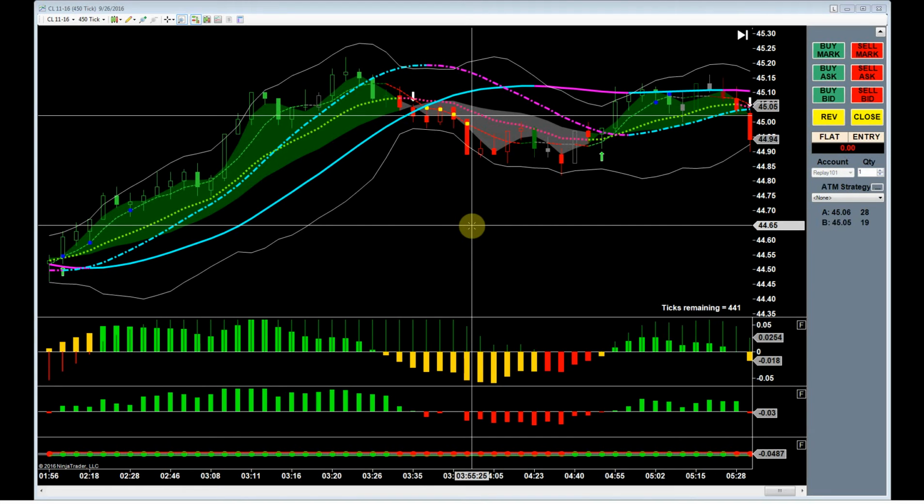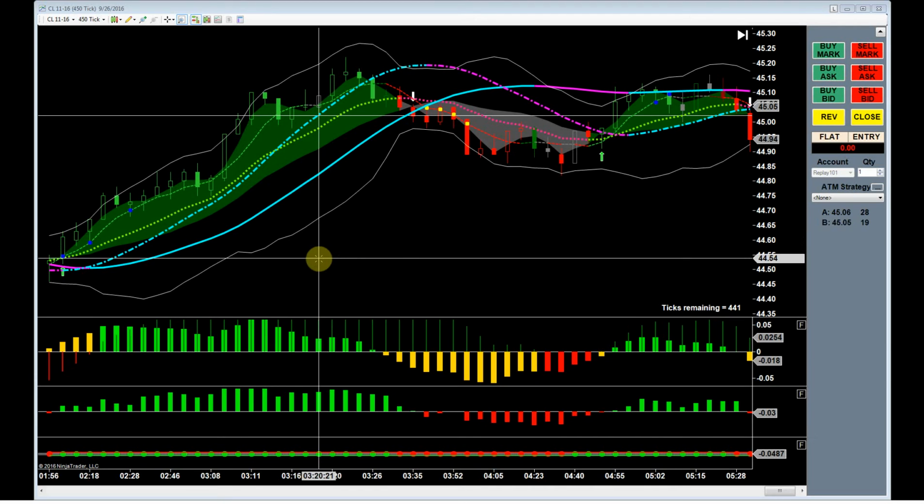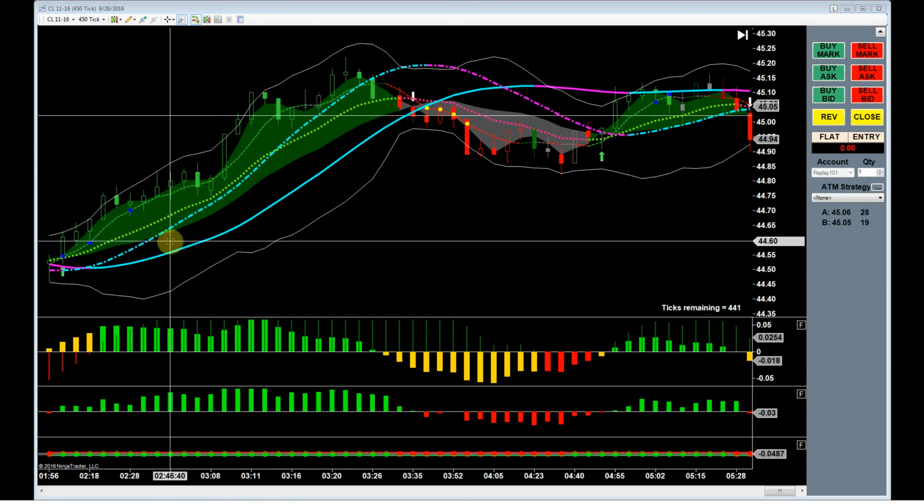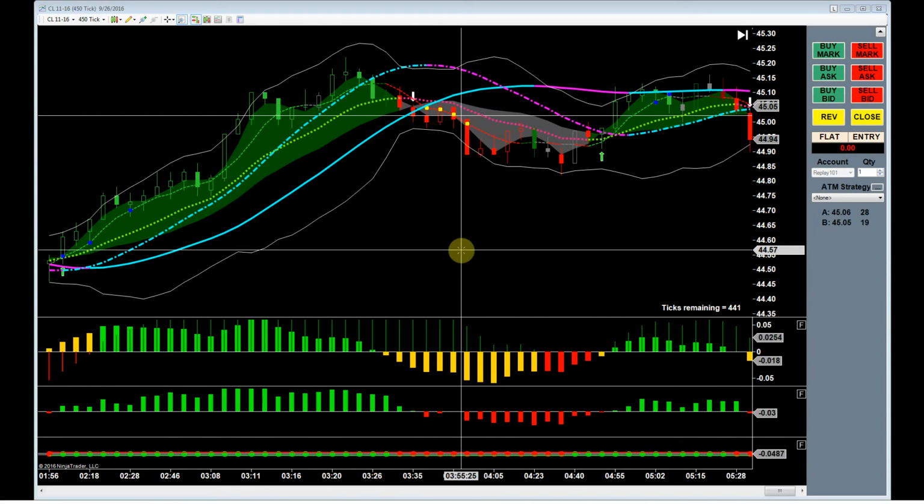So this is NinjaTrader here, and we're using a 450 tick chart for crude oil. This is a November contract. I'm going to explain it first to you, and then I will go into the live trading setups. I will be stopping and starting this along the way and speeding it up between areas where there are no trades so you can understand it. First, I'll go over things a little more carefully in still charts.